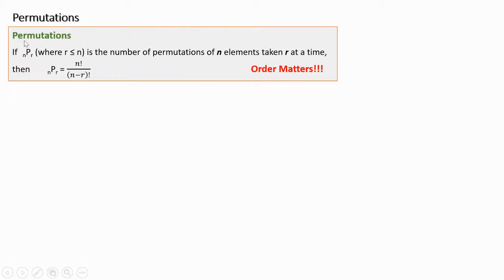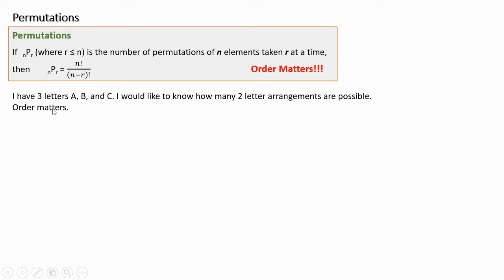Now here's the formula for permutation. nPr, where r is less than or equal to n, is the number of permutations of n elements taking r at a time. So for example, the n stands for how many total elements there are, and r means that you want to arrange them r at a time.